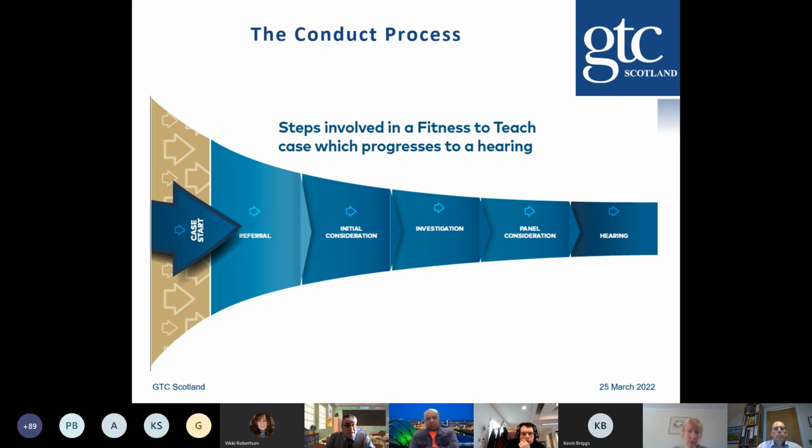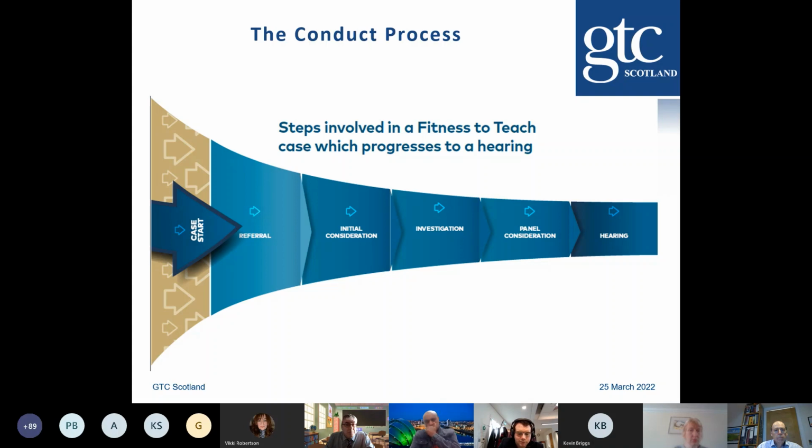It moves on to this stage unless the regulation officer decides to close the case after investigating it, as I've already said. At panel consideration, a panel meets in private, and all the evidence that has been gathered is examined by the panel, including any responses from the lecturer. The panel consists of two registered teachers and one lay member, ensuring a certain level of understanding of different aspects of education, which can sometimes be crucial when deliberating on a case and trying to reach a decision.